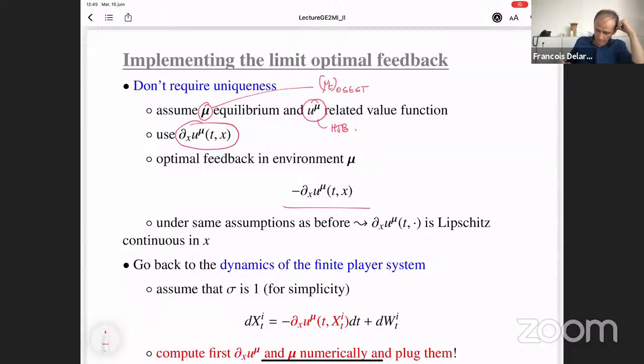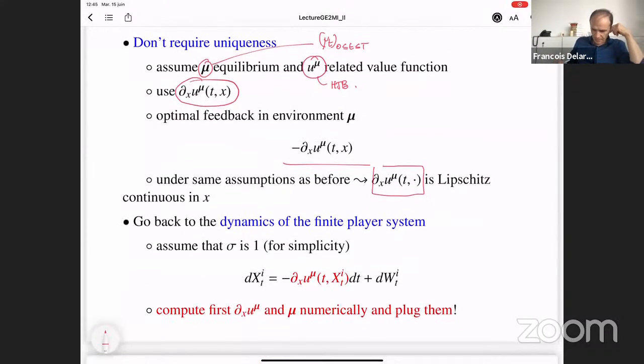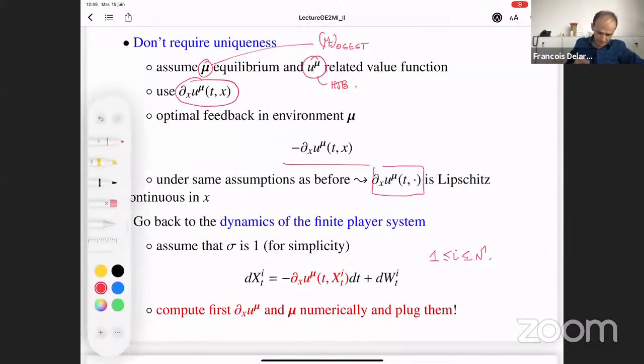Well, I told you before that it makes sense to assume that I have some Lipschitz property on this X. This is something that we discussed, okay? And now you say, well, if I am back to the particle system, here you have to be aware of the fact that i is the label of a particle. So this is between one and capital M. I am requiring that all my players play this as a strategy.